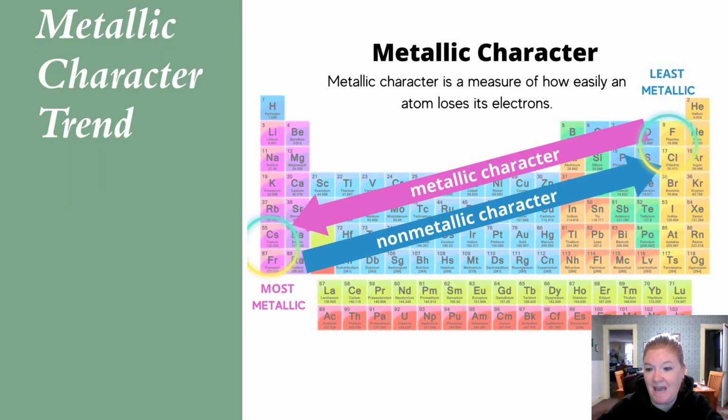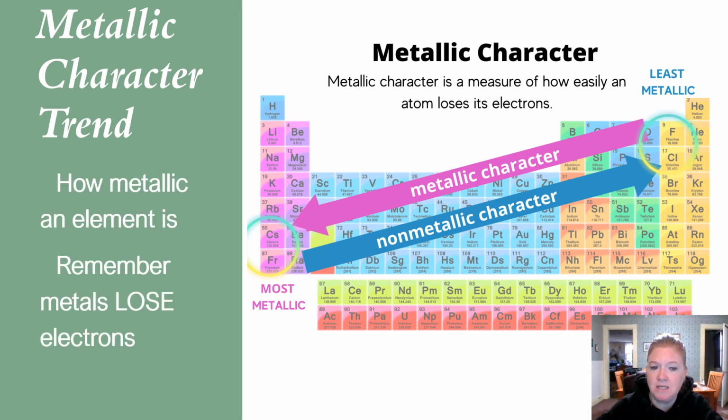All right, now what about metallic character? So metallic character versus non-metallic character. So metallic character is how metallic an element is. So remember, metals lose electrons, okay? So they give up their electrons. So that means it would be easy to pull an electron away. So that means we'd need a low ionization energy. And where we have a low ionization energy is in group 1 at the bottom near where francium is. So that would be the most metallic, okay?